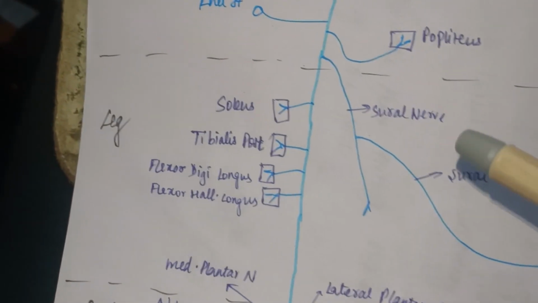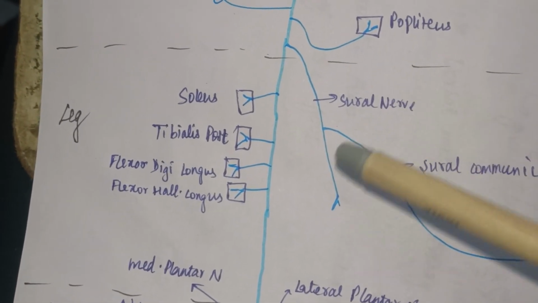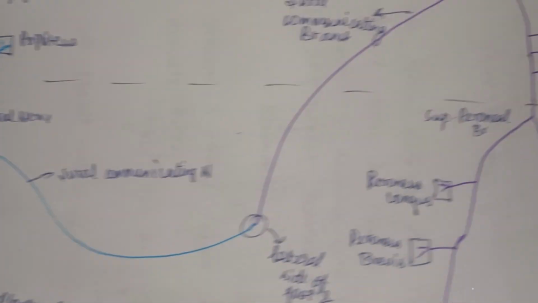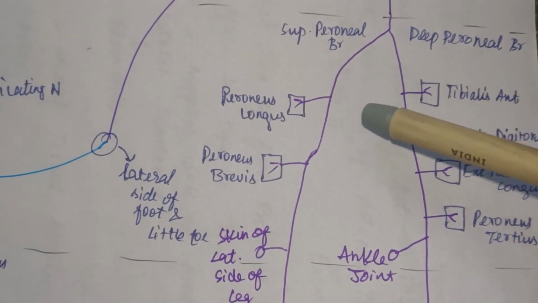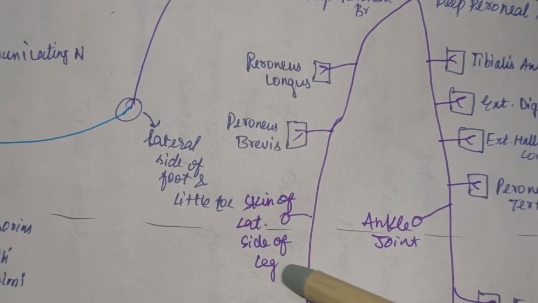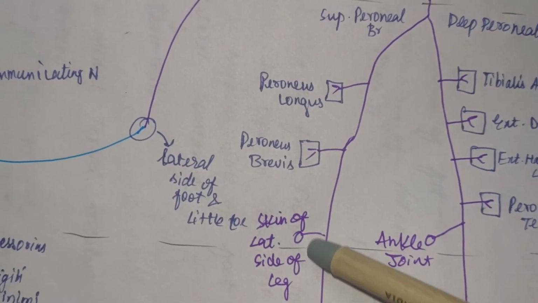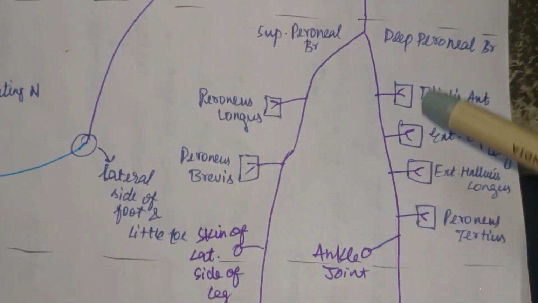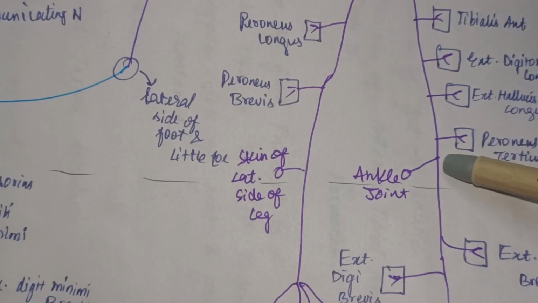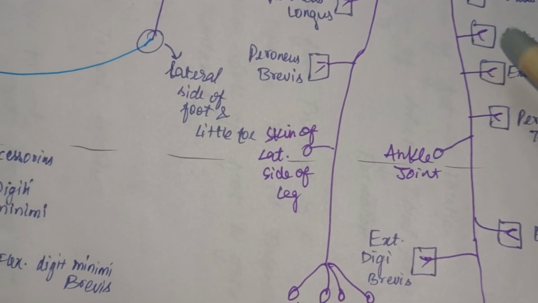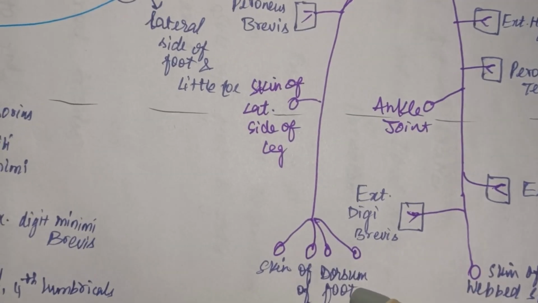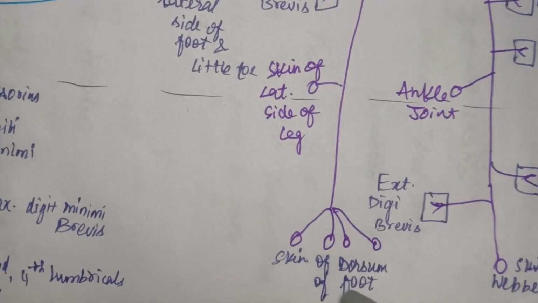For the tibial nerve, you can remember that the tibial nerve supplies the posterior compartment of the leg or the flexor compartment of the leg. Okay, now let us see. Also, the superficial peroneal branch supplies the skin of the lateral side of the leg. Okay, now the deep peroneal part of the common peroneal nerve supplies the ankle joint. Okay, now the superficial peroneal branch also supplies the skin of the dorsum of the foot.